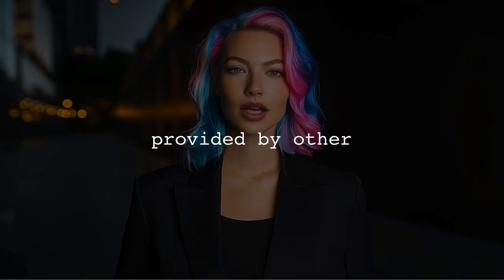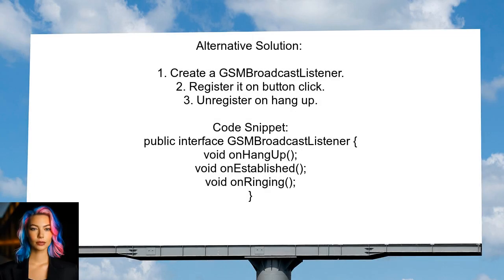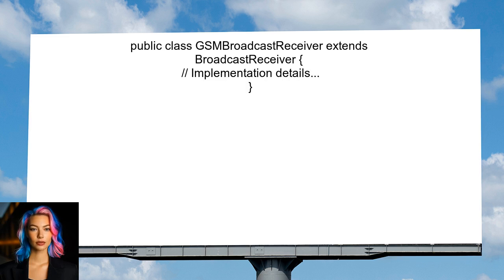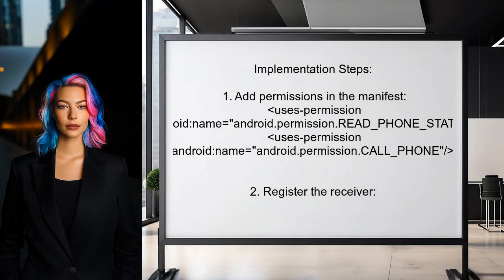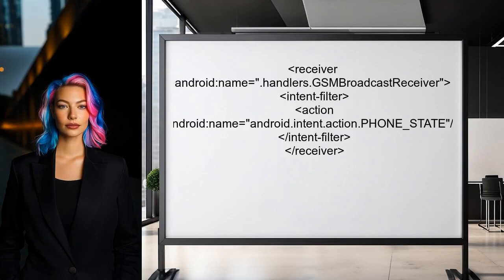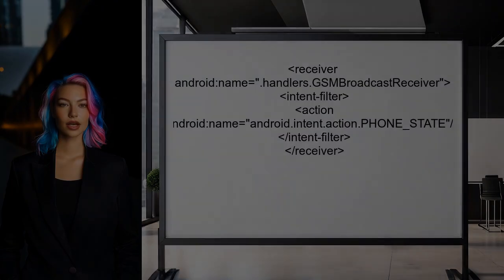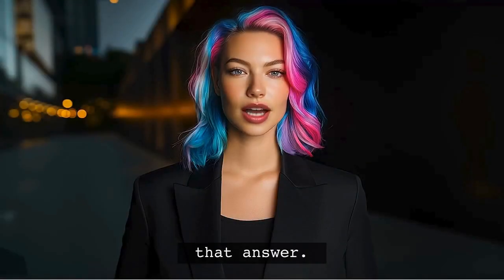Now, let's look at the answers provided by other users. An alternative approach to detect if a user dialed a number is to create a GSM broadcast listener. This listener can receive call state events like hang up, ringing, and established. To track calls initiated from your app, register the listener in the button's click event and unregister it when the call ends. To implement this, ensure you have the necessary permissions in your manifest and register the receiver. This setup allows you to receive updates about the call state after the user clicks the dial button. That's all on that answer. Let's take a look at another one.